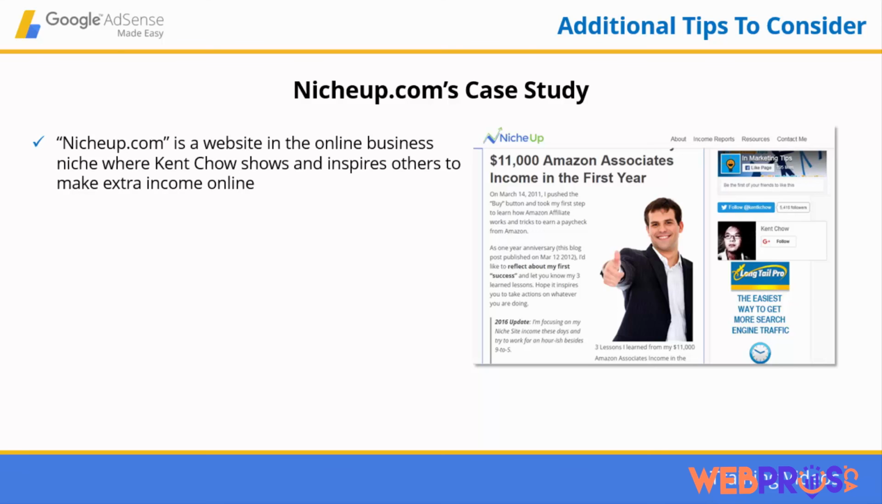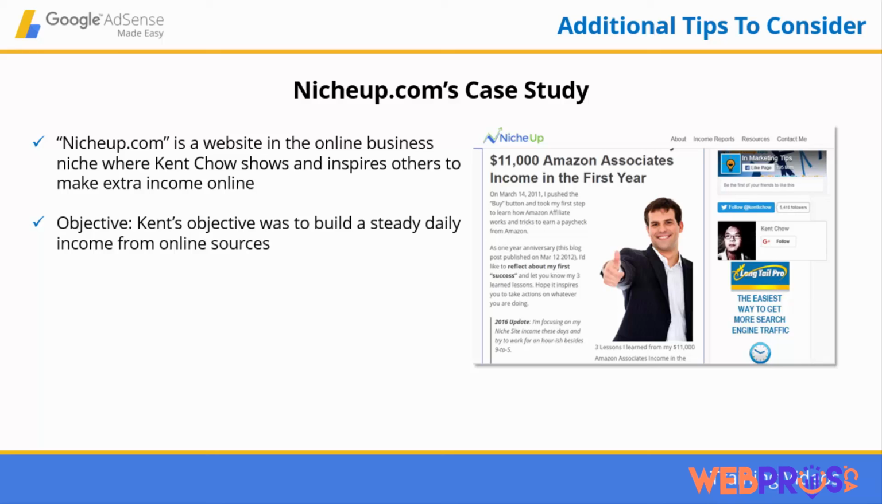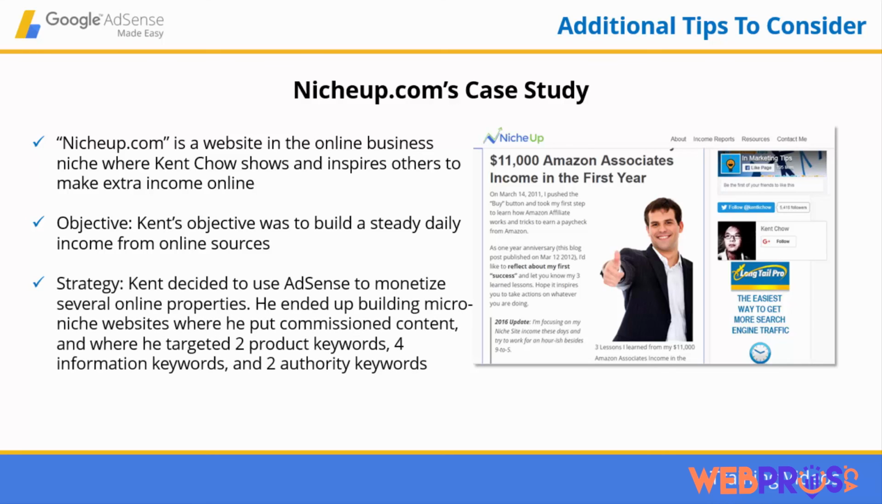NicheUp.com is a website in the online business niche where Kent Chow shows and inspires others to make extra income online. Objective: Kent's objective was to build a steady daily income from online sources. Strategy: Kent decided to use Adsense to monetize several online properties.